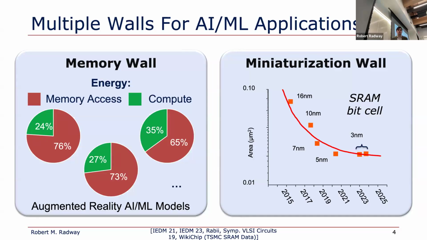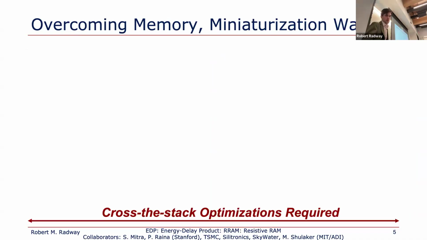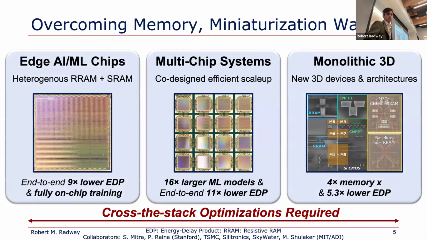And that's where a lot of the work that I've been looking at comes into play, which is how do we actually get through this miniaturization wall? How do we redesign our system to avoid spending so much energy in accessing memory and overcome these walls to build new computing systems? So I'll talk today about 3 main ideas.